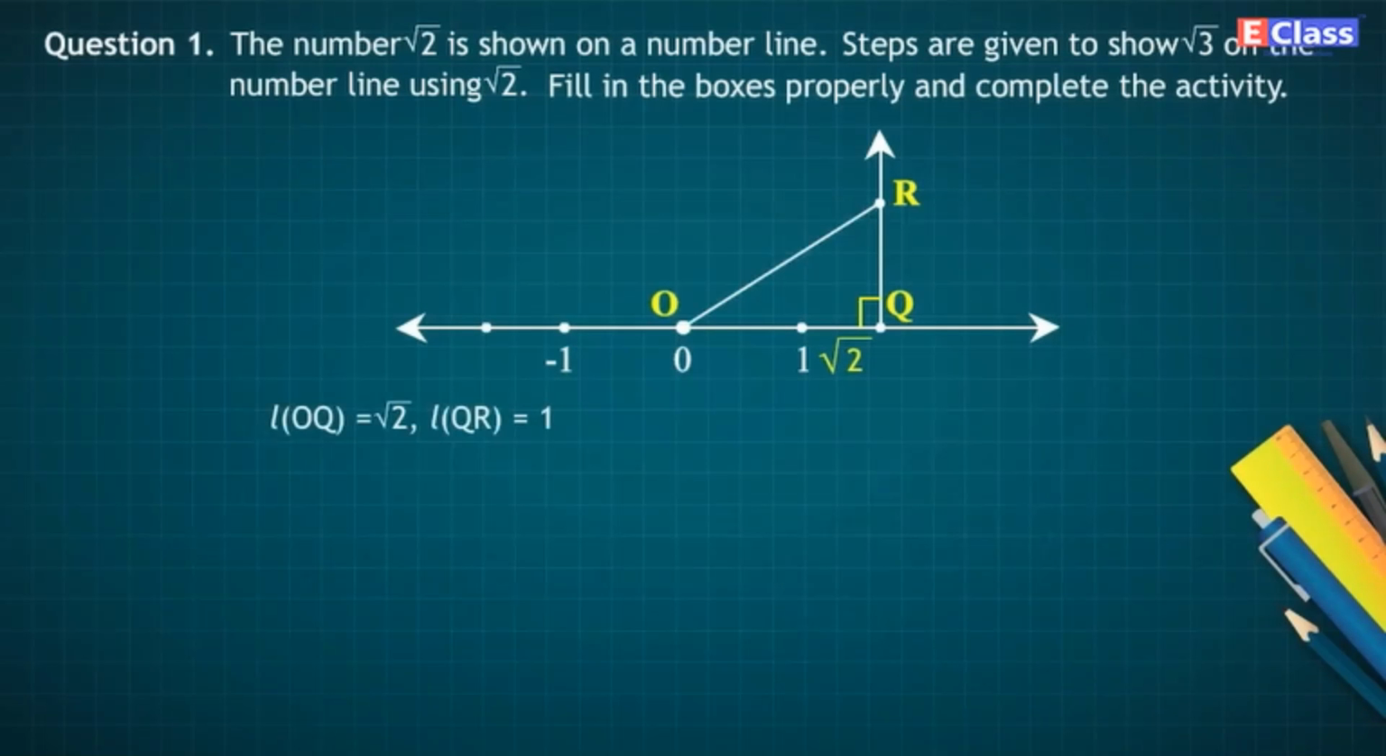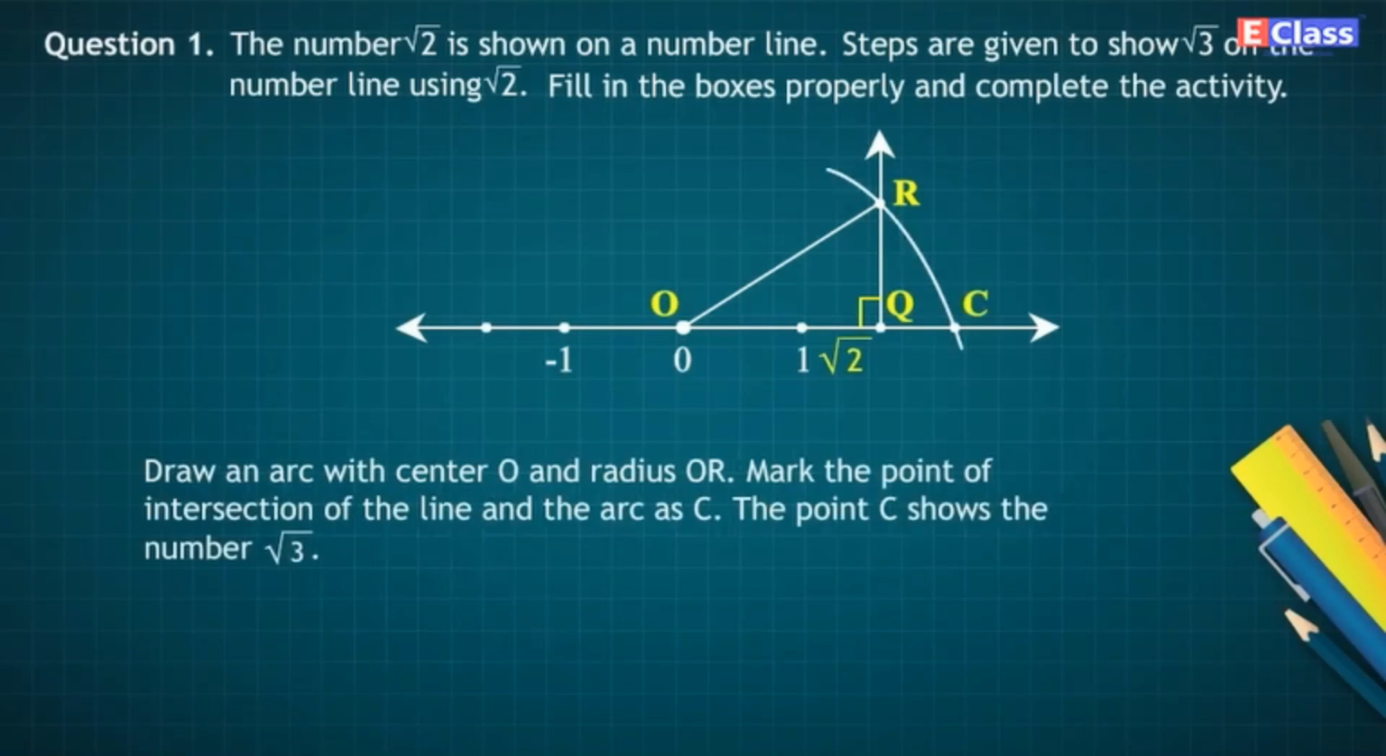Length of OQ is equal to square root of 2 and length of QR is equal to 1. Therefore, by Pythagoras theorem, square of length OR is equal to the square of length OQ plus the square of length QR. Replacing the value and solving it, we get the length of OR as the square root of 3. Draw an arc with center O and radius OR. Mark the point of intersection of the line and the arc as C. The point C shows the number square root of 3.